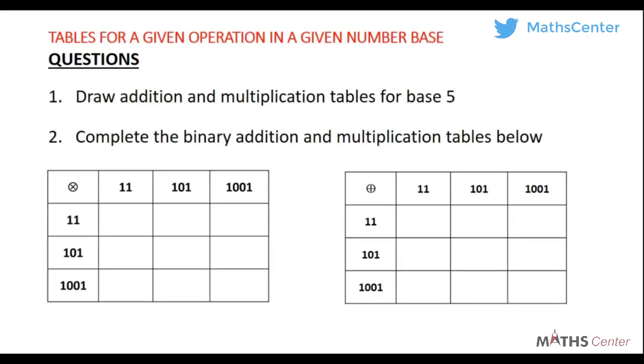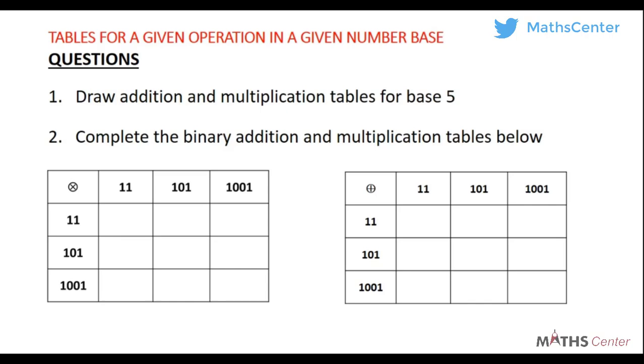We have two questions here. The first question says that we should draw addition and multiplication tables for base 5. In the second question, we have been given a binary addition and multiplication table and we are being told to complete it. Remember that binary means base 2. So it means that this table is in base 2 and we have to complete it. Let's begin with the first one.